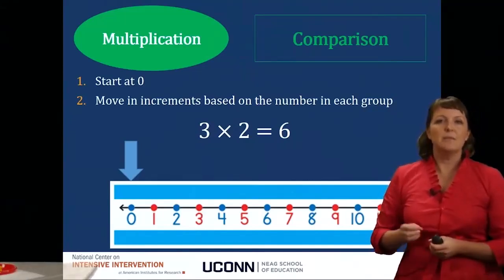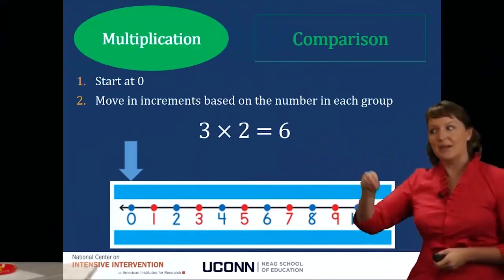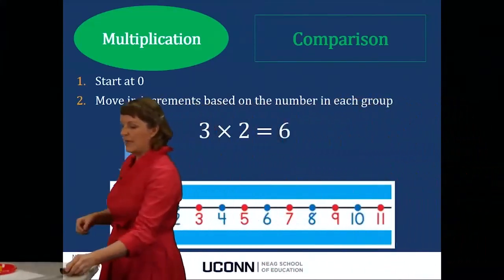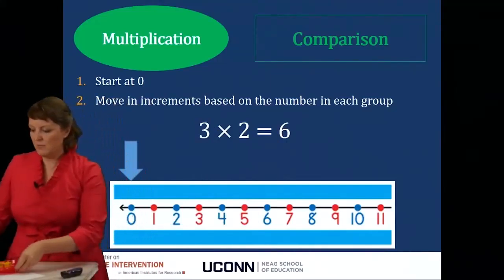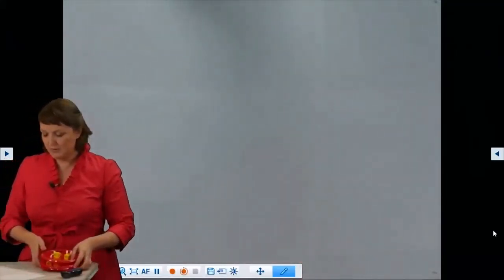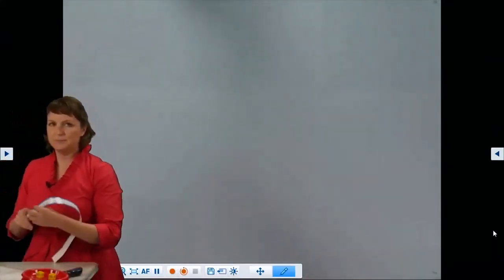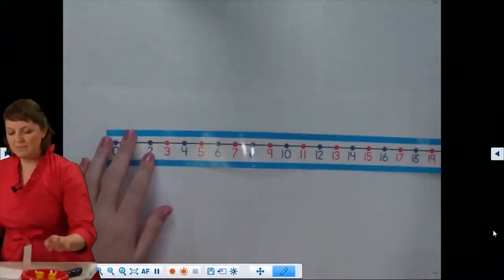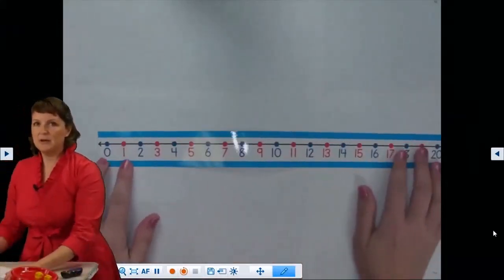So we also can think about multiplication as a comparison, or how many times a set might move on a number line. I'm going to come over to my manipulative and show this one with a number line. I'll move my plates here. I don't need my equal groups any longer, but I do need this number line here. All right, so I'm still doing the same problem, 3 times 2. So here I've got my number line.